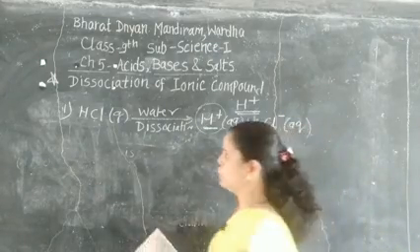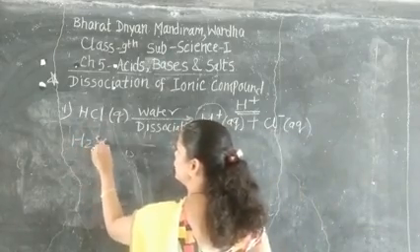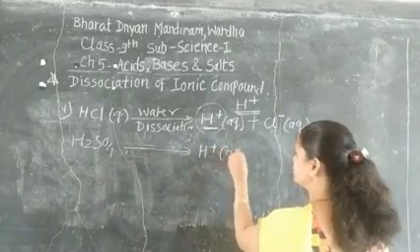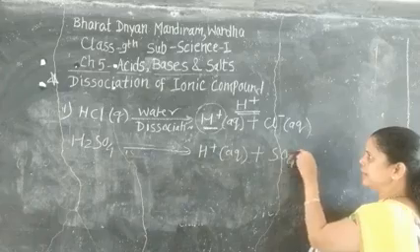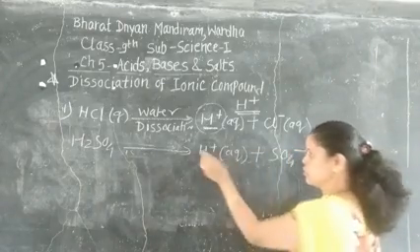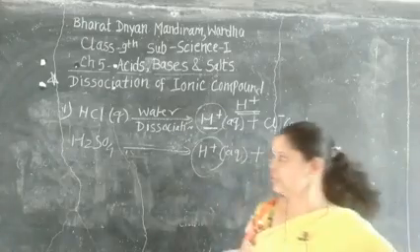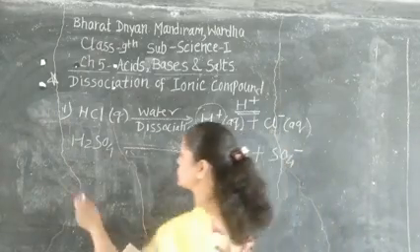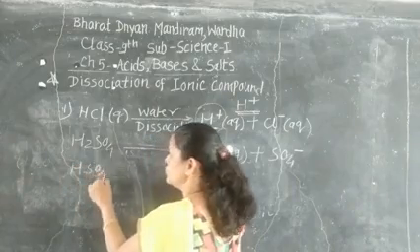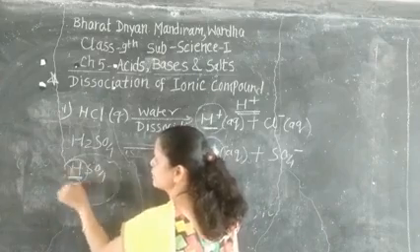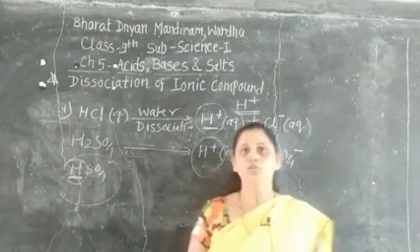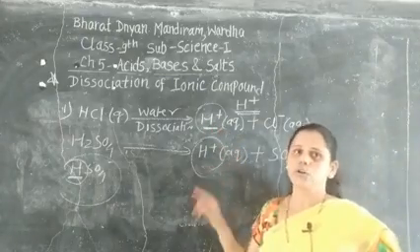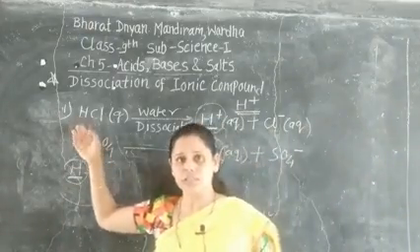Then another example, H2SO4. In this example also, after dissociation H+ ion forms, and SO4 is the negative ion. Since H+ ion is formed after dissociation, H2SO4 is also an acid. Then one more example, HSO4. This is also an acid because H+ ion is formed after dissociation. So when H+ is formed as a cation after dissociation, this substance is called an acid.